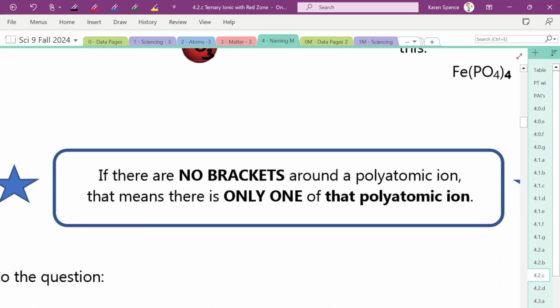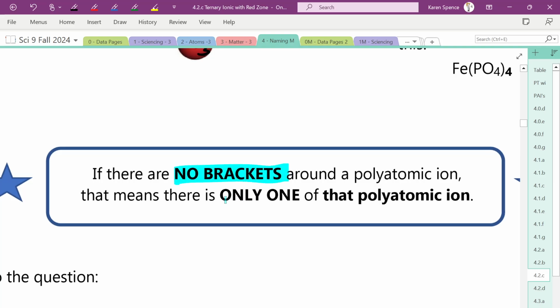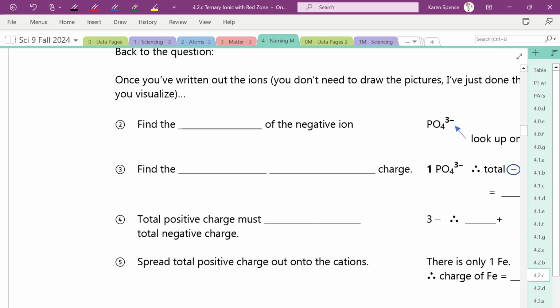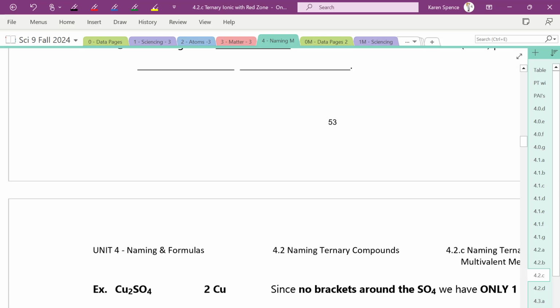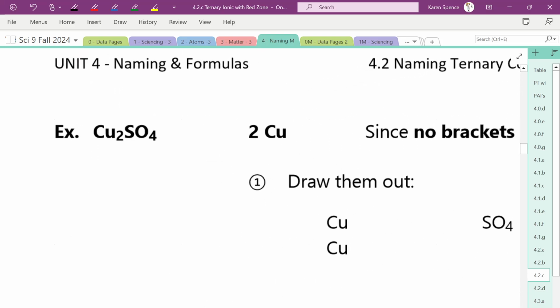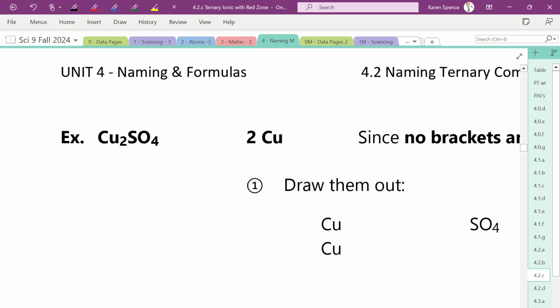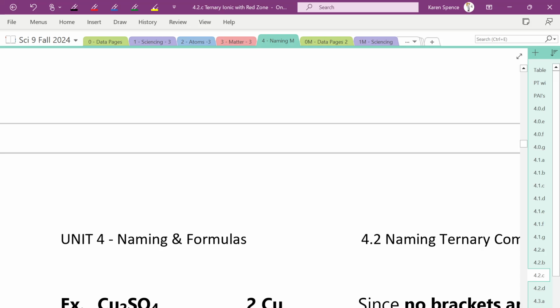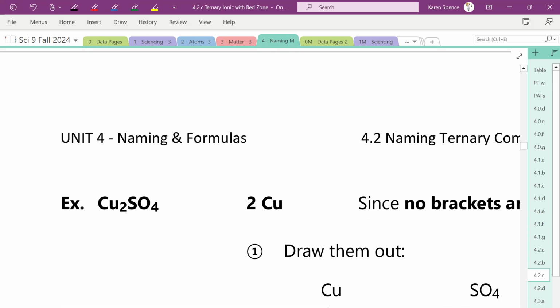If there are no brackets, there's only one of that polyatomic ion. Okay, so we've done all of this. Cu2SO4. Let's do one more here. This is on page 54.